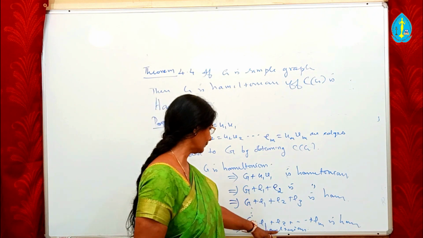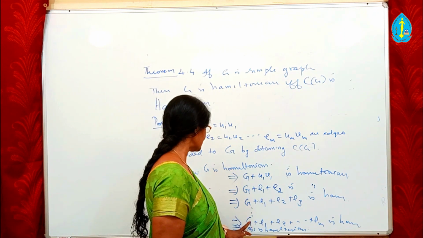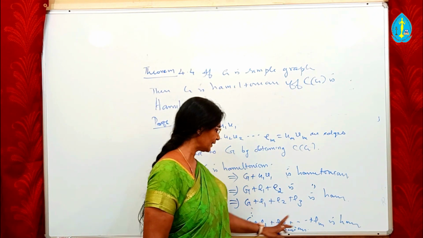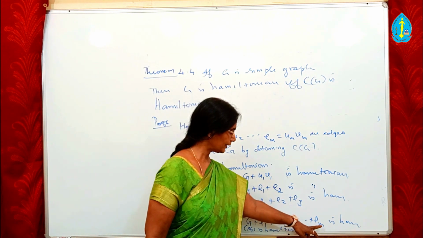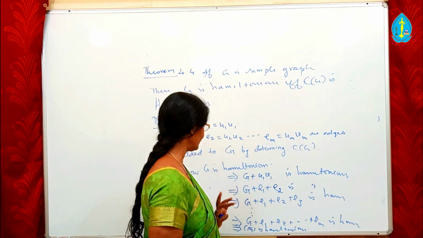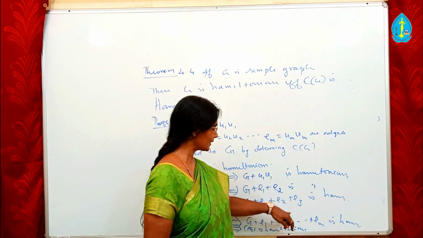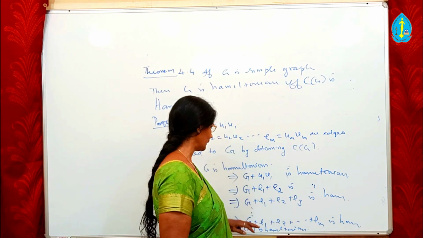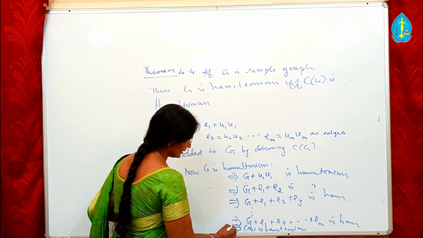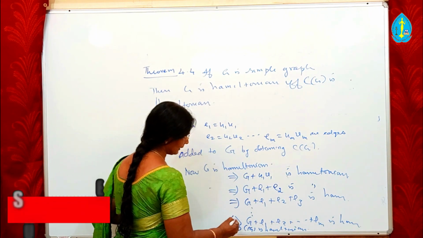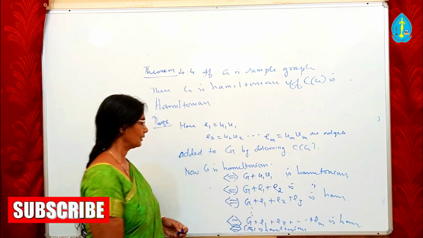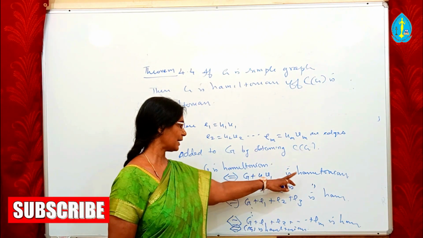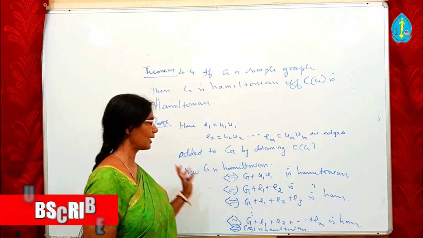Conversely, suppose C of G is Hamiltonian. C of G means we add m edges to G, so G plus E1, E2, etc., Em is Hamiltonian. Then G plus E1, E2, etc., E(m-1) is Hamiltonian. That is, G plus UV is Hamiltonian implies G is Hamiltonian. So G plus U1V1 is Hamiltonian implies G is Hamiltonian.